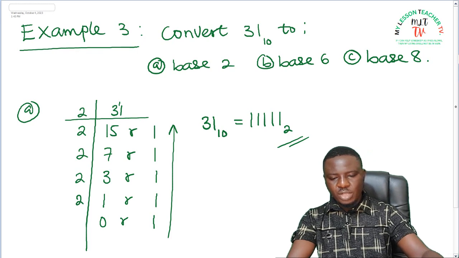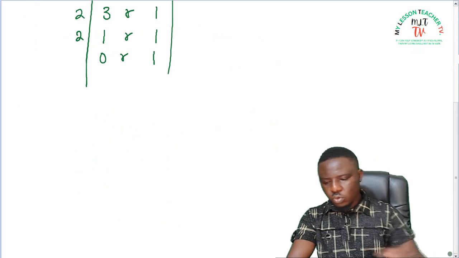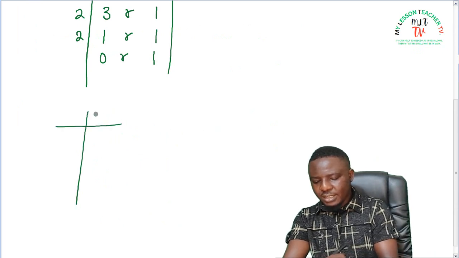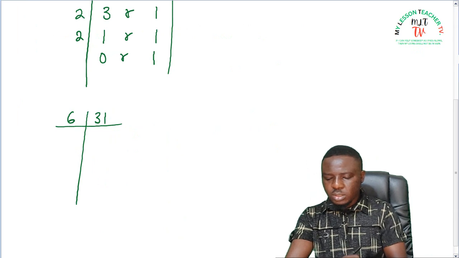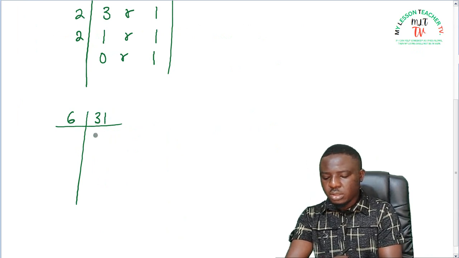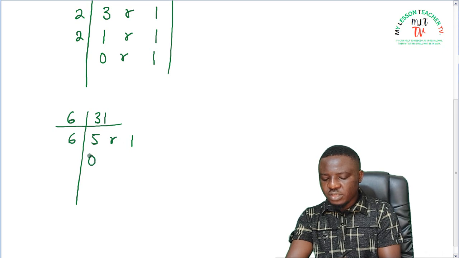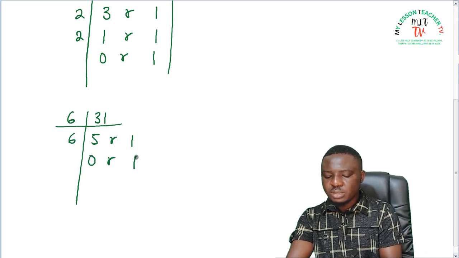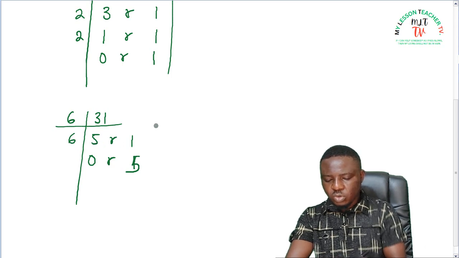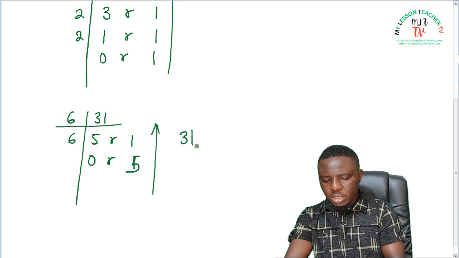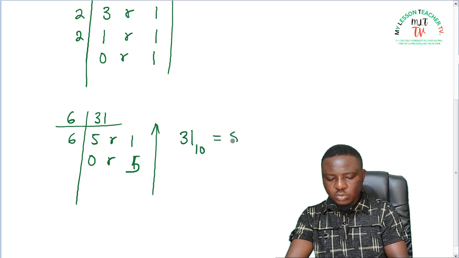So B, we have to convert 31 in base 10 to base 6. So we are going to divide 31 by 6. 6 into 31 is 5 times, remainder 1. For 5 times 6 is 30 plus remainder 1. So 6 into 5 is 0, remainder 5, simply because 5 is less than 6. So 31 in base 10 is equivalent to 51 base 6.